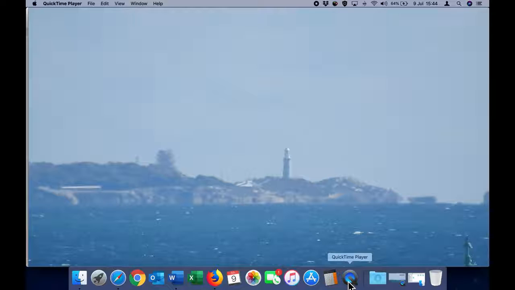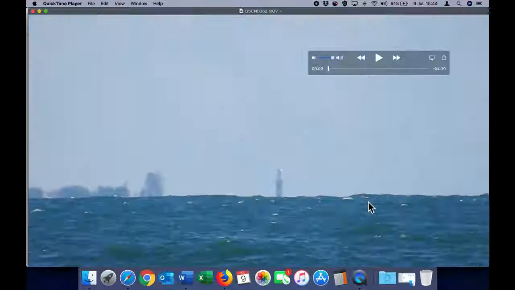And what did that look like? That is the view from the lower elevation. You can only see the top part of the lighthouse.